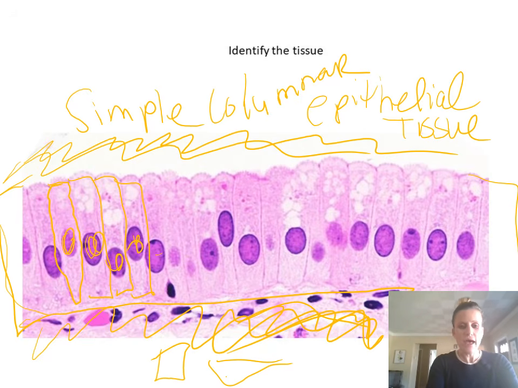Also, notice how the nuclei are all in a row right here. They're really nicely organized. If this was what we call pseudostratified, we would have messy nuclei all over the place down here. They wouldn't go all the way to the top, but they would be messy all over the bottom. The fact that the nuclei are all in a row really nicely tells you it's simple columnar.